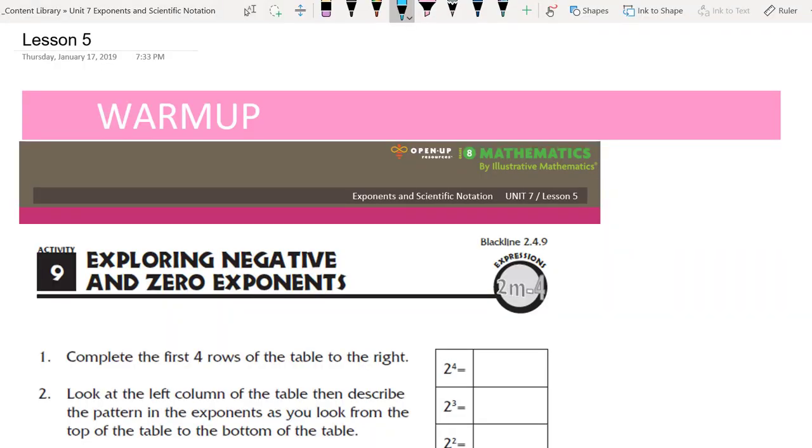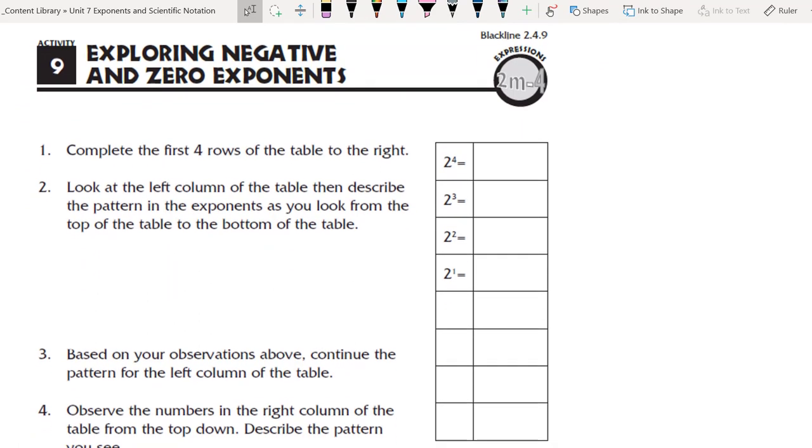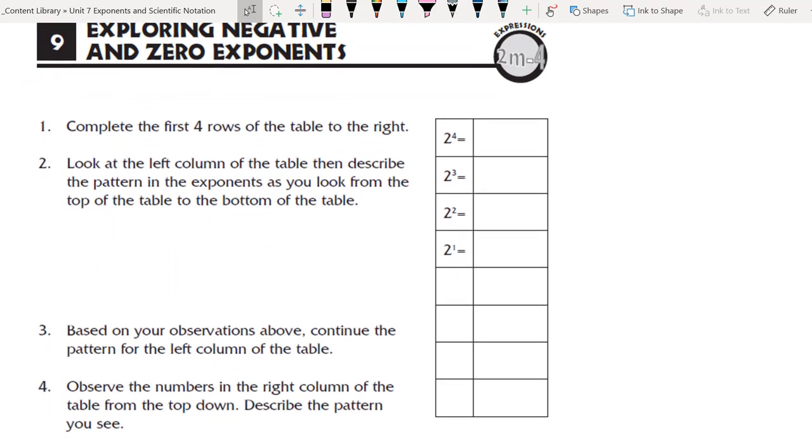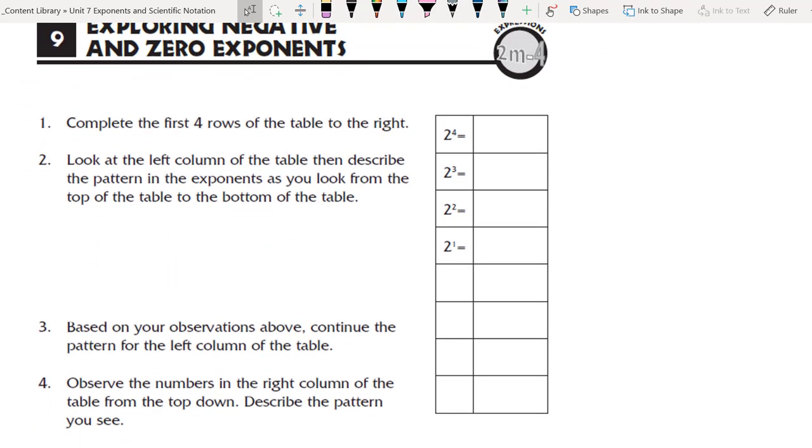So today we're going to look at Lesson 5 from 8th grade Unit 7, Exponents and Scientific Notation. And before we start with that, we're going to look at exploring negative and zero exponents. So what I want you to do, you can either in your journal or in your red folder, draw this table that you see right here.